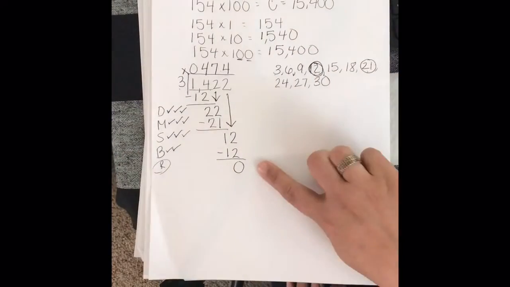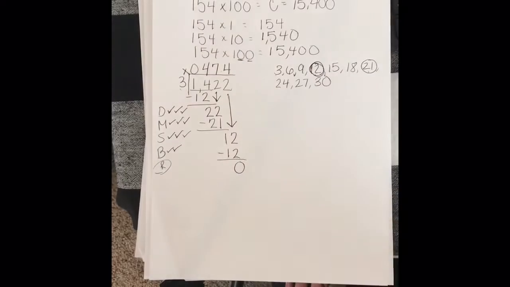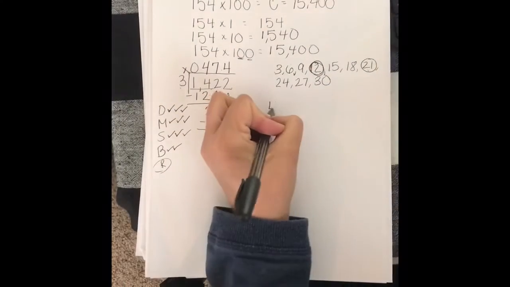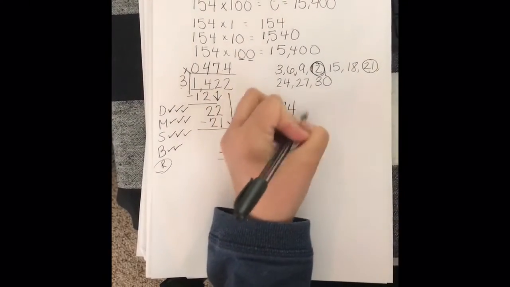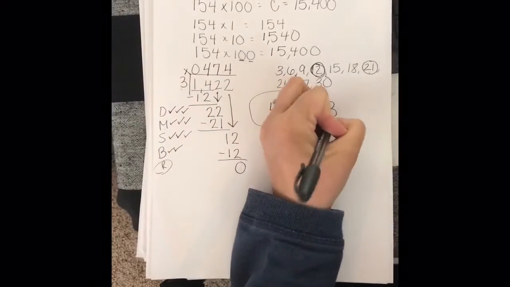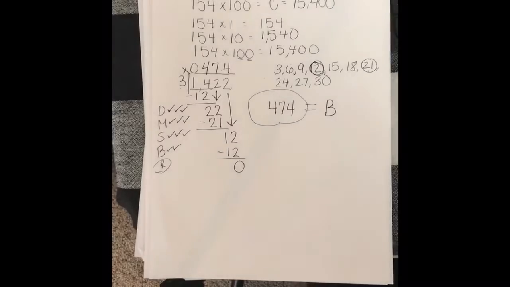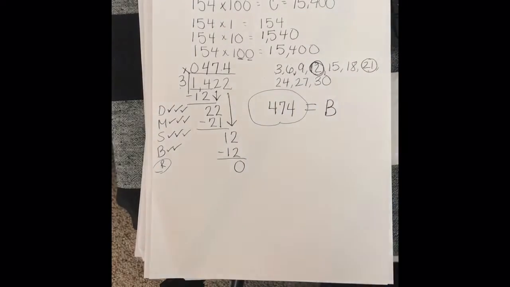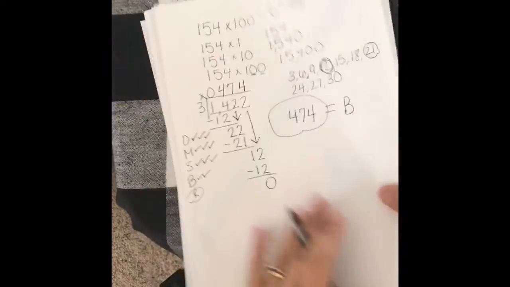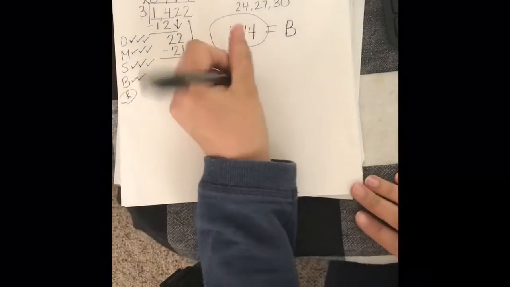Now I have nothing left to bring down, and 3 can't go into 0, so my quotient is 474, and that is the correct answer, also known as B on your worksheet. Here we go. Our next one is, what is the product? Ooh, we got a big number here. We got a 4-digit by a 2-digit.